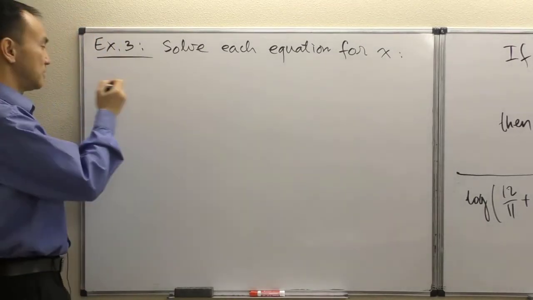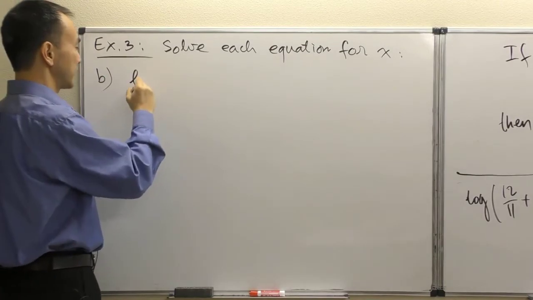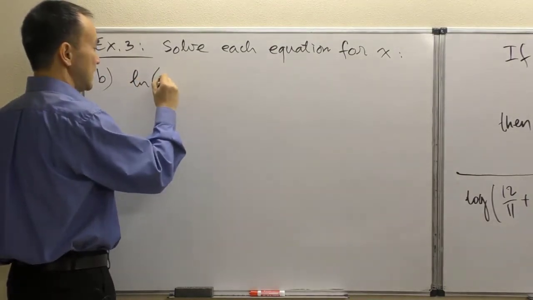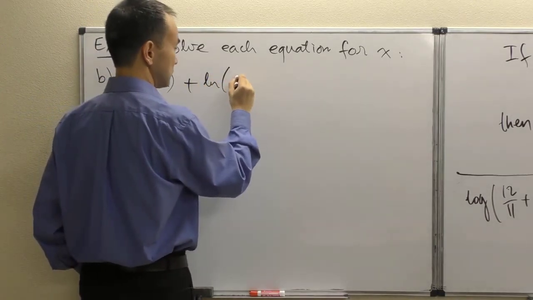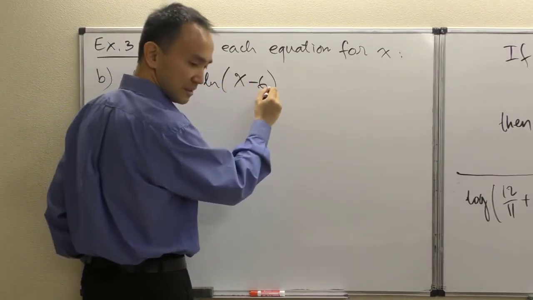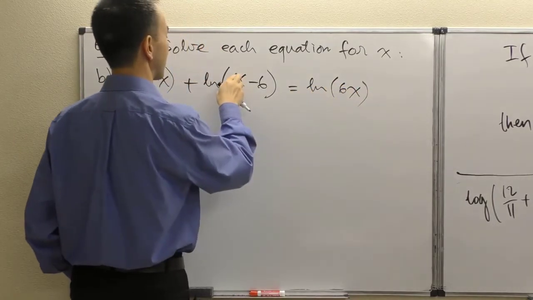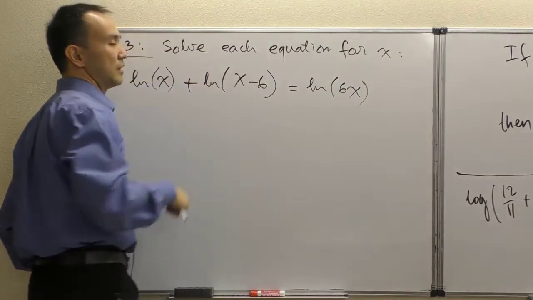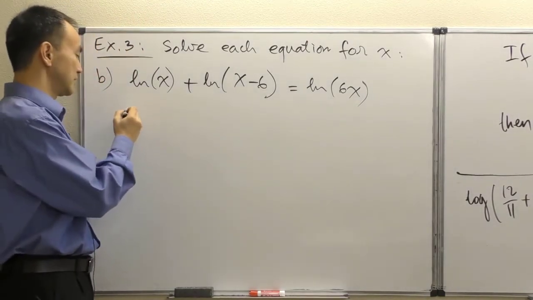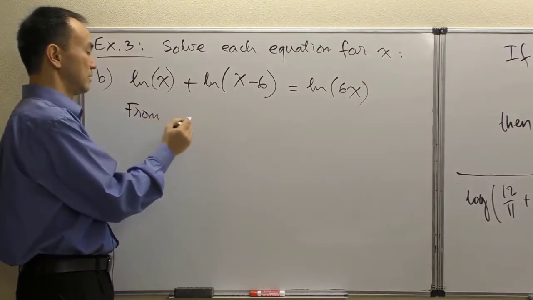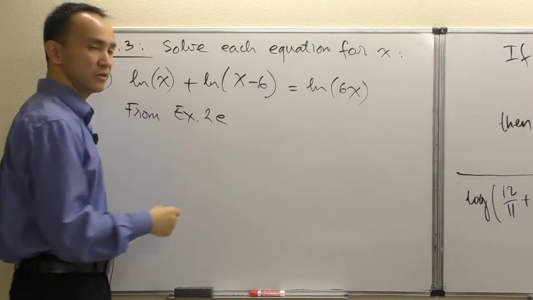All right, now let's look at part B of the example. We have here natural log of x plus natural log of x minus 6 equals natural log of 6x. Admittedly, I selected this problem from example 2E that we did earlier.